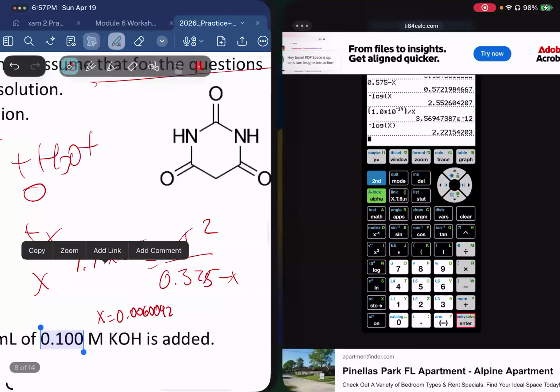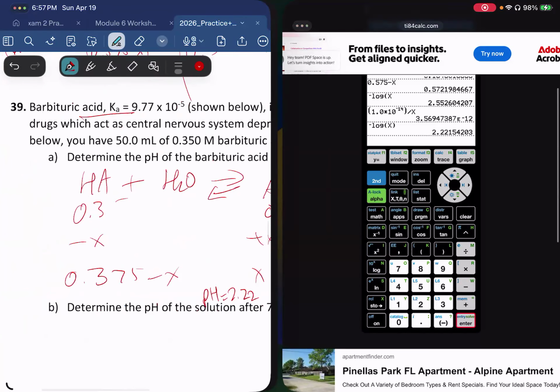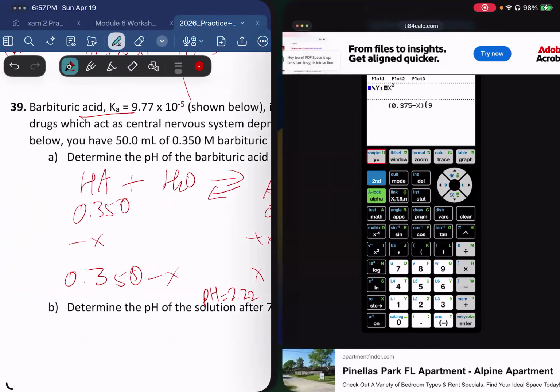What am I doing? Oh, it's not 375. What am I doing? Oh my goodness, I'm making silly mistakes. These are just, oh my goodness. So sorry, guys. Yikes. 350.